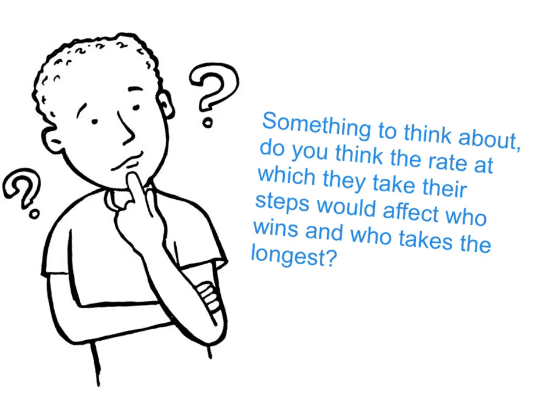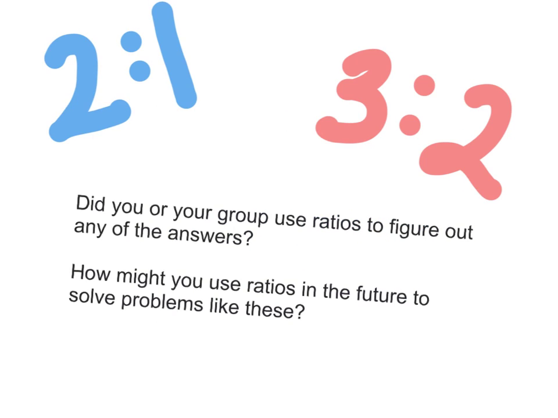Something to think about. Do you think the rate at which they take their steps would affect who wins and who takes the longest? Do you or your group use ratios to figure out any of the answers? And how might you use ratios in the future to solve problems like these?